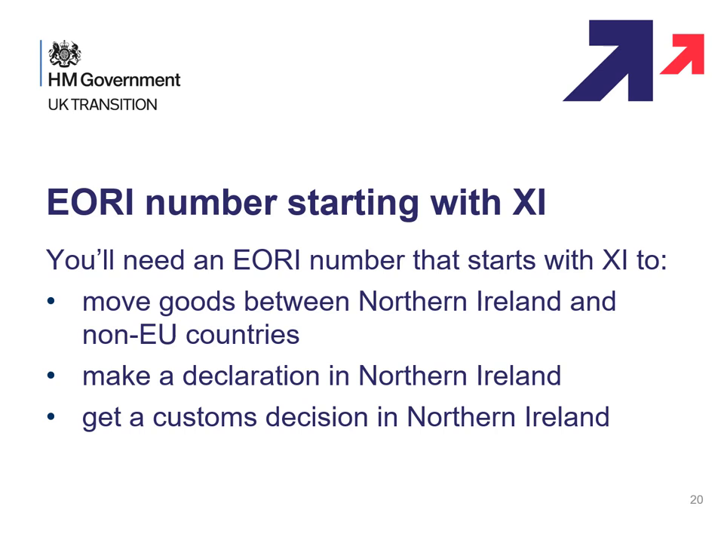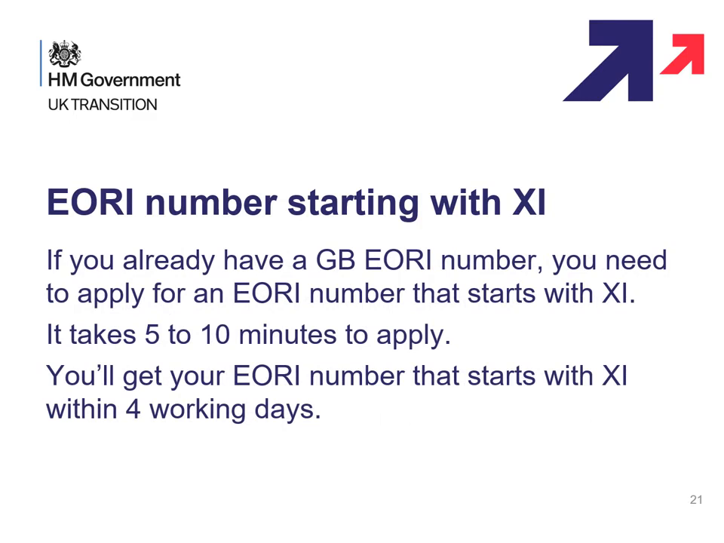Non-GB EORI numbers are checked via the European Commission. You'll need an EORI number that starts with XI to move goods between Northern Ireland and non-EU countries, make a declaration in Northern Ireland, or get a customs decision in Northern Ireland. If you already have an EORI number starting with GB, you need to apply for an EORI number that starts with XI if you haven't already received one from HMRC in the post. It takes 5 to 10 minutes to apply, and you'll get your EORI number that starts with XI within 4 working days.